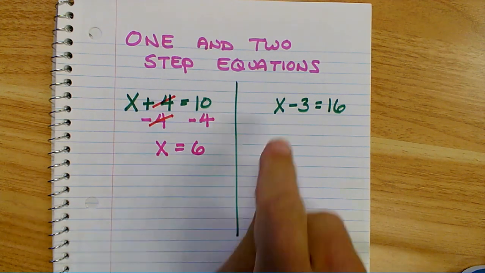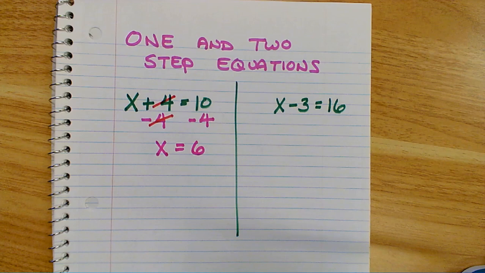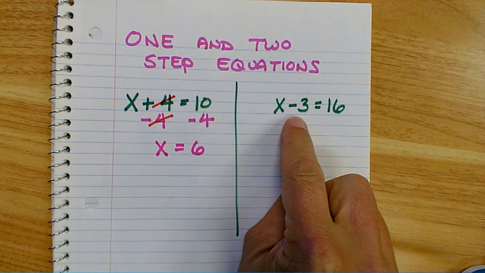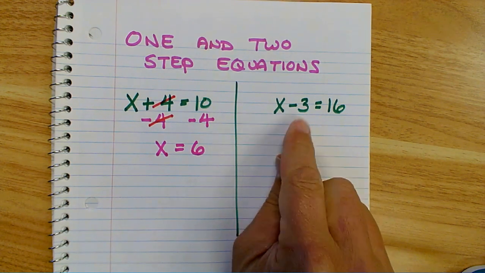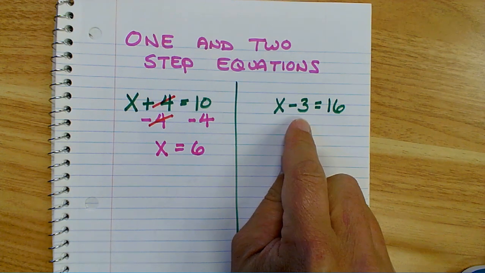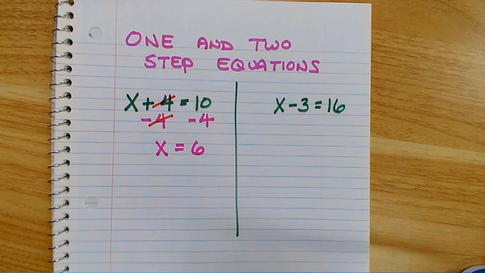Over here, I ask myself, who is the variable? The variable is x. Who is bugging the x? Well, this 3 is doing that, negative 3. What's the 3 trying to do? It's trying to subtract. It's a negative. How do I fight a negative 3? With a positive 3. So I'm going to add positive 3 to both sides of the equation.